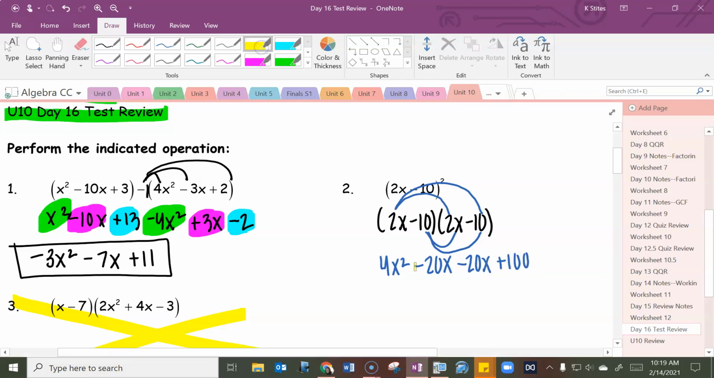And then we can go ahead, combine those like terms in the middle. Negative 20x minus 20x, those don't cancel because they're the same sign. They are going to go ahead and become negative 40x. Make sure your 100 is a positive because it was a negative 10 times a negative 10.